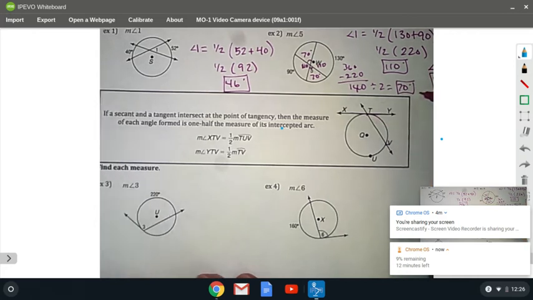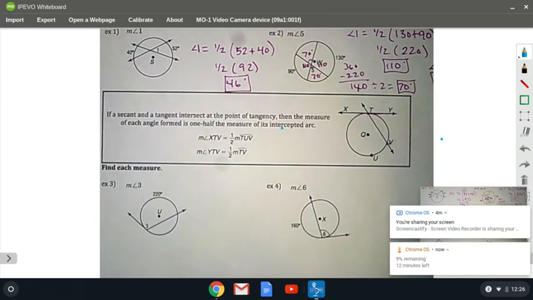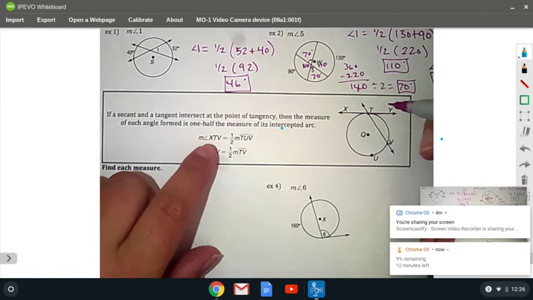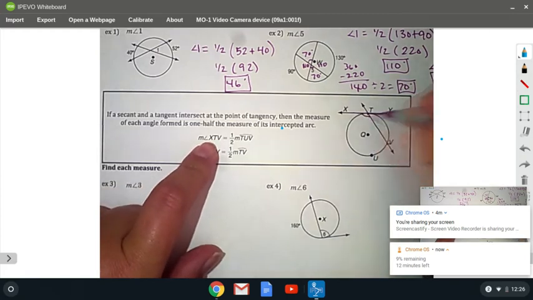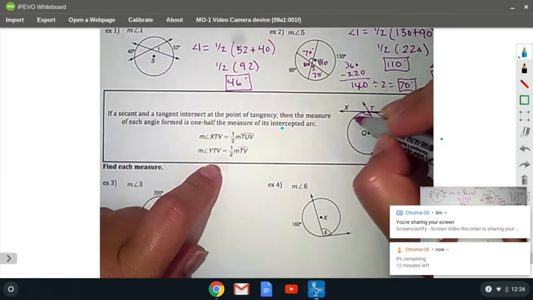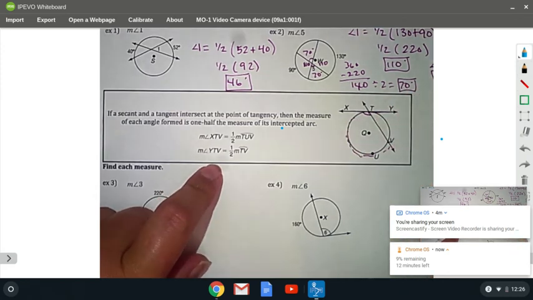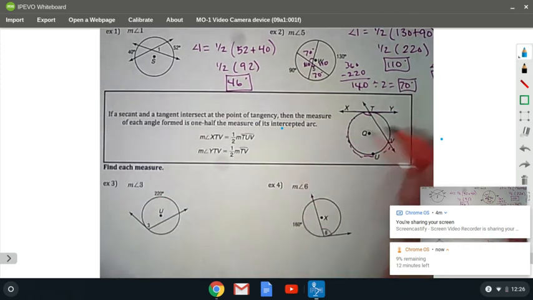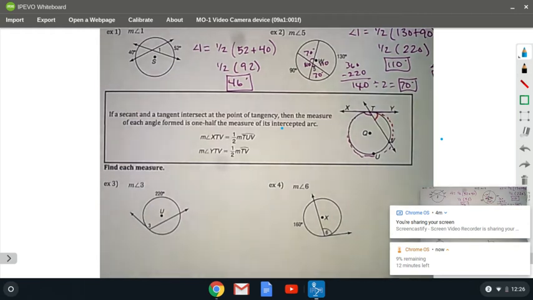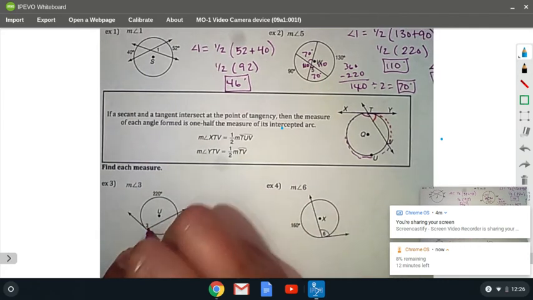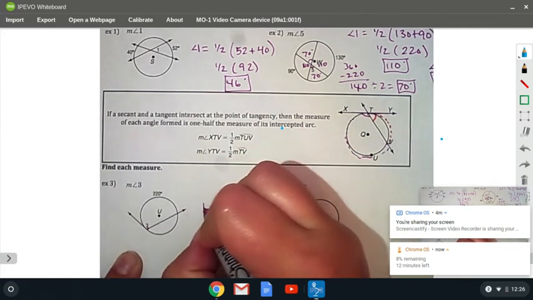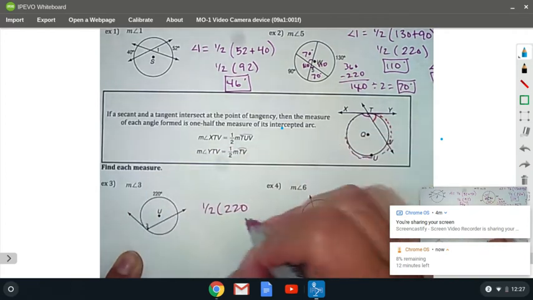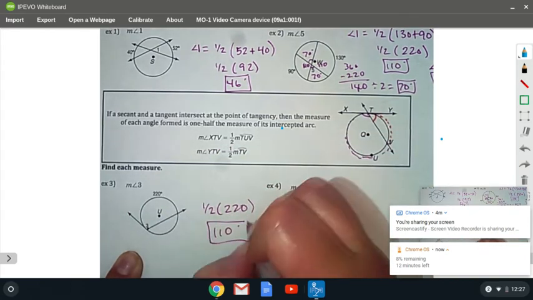They are intersecting each other, and they have an intercepted arc. So they're saying if you're trying to find angle XTV, this angle, then your intercepted arc would be this one, TUV. If you were trying to find this angle YTV, then your intercepted arc would be this one. So you're just taking 1/2 of that arc to find the angle. So in this picture here, I want to find angle 3. So I'm just going to do 1/2 of the arc, which is 220. So I get 110. That's my angle 3.